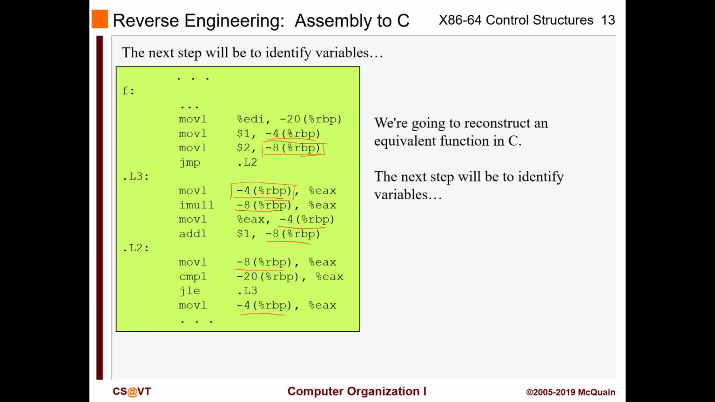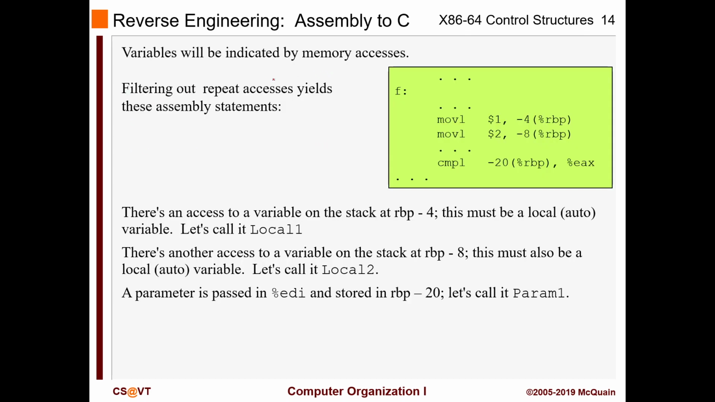Let's see if we have any other variables that we're going to use. This minus 20 is also being used repeatedly, so we can assume that this is also a variable. Let's see how it goes. First we are going to filter out the repeated accesses of the stack, and we are going to name them. We are going to name RBP -4 local 1, and RBP -8 local 2.